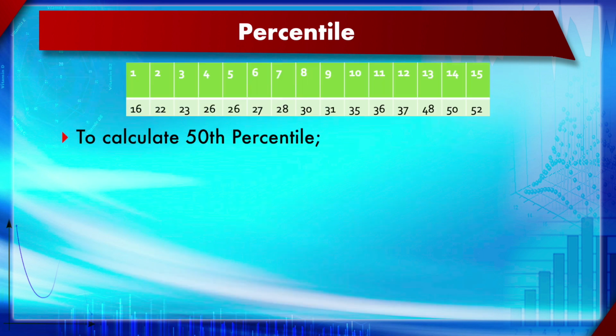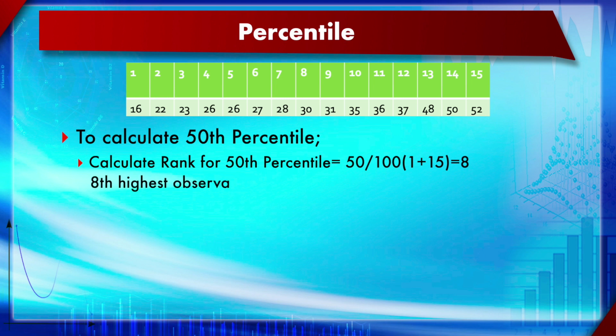Now to calculate the percentile, the 50th percentile means 50 by 100 into 1 plus n. N here is 15. So 1 plus n is 16. 50 by 100 into 16 is 8. So 8 is the rank. We have to look up the ordered list to pick up the 8th rank. In this case, the 8th observation is 30. So the 50th percentile is 30. So 30 is nothing but the median.